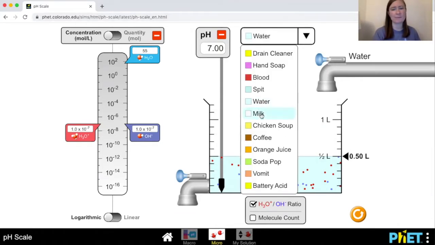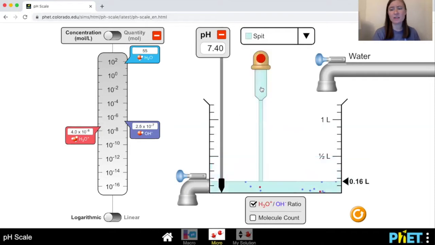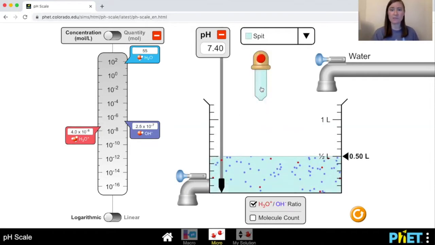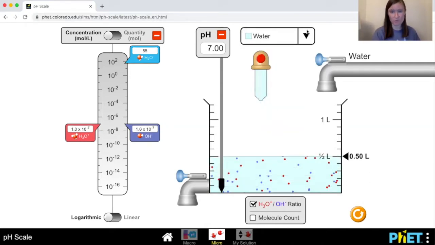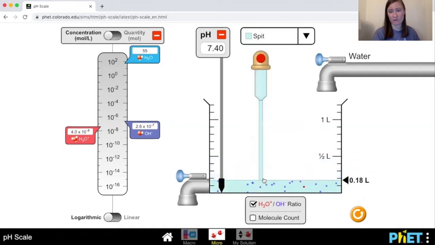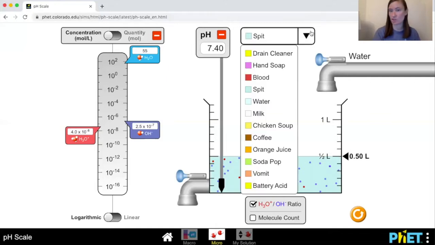Let's switch to something that's a little bit basic. So spit has a pH that's pretty close to neutral. It's almost 7, it's 7.4, right? The pH is only 0.4 away from water. And yet, if you look at the particle diagram, there's a lot fewer H3O+ and a lot more OH-, even though the pH hasn't changed very much.